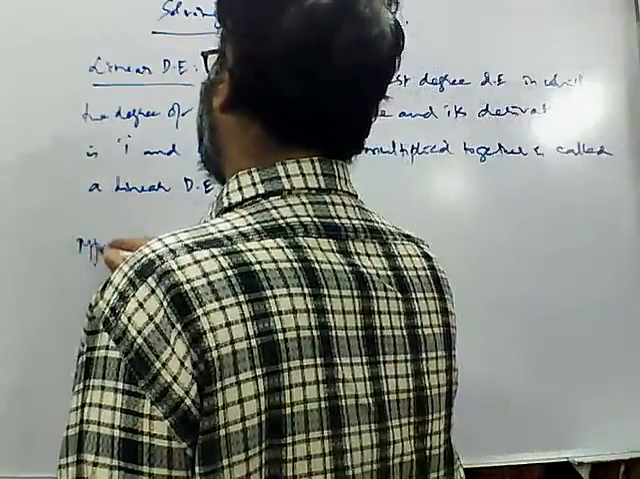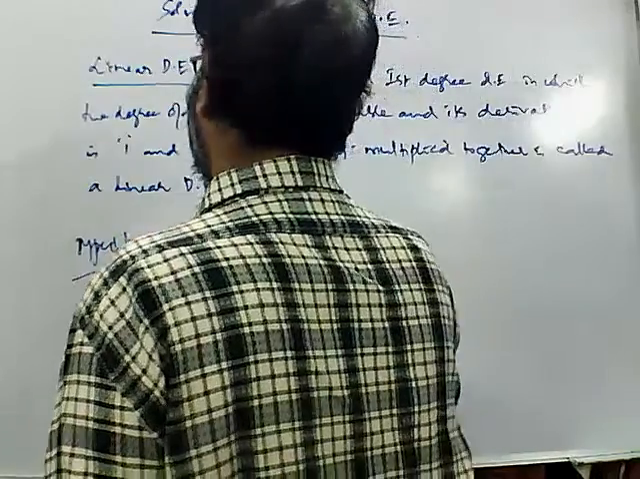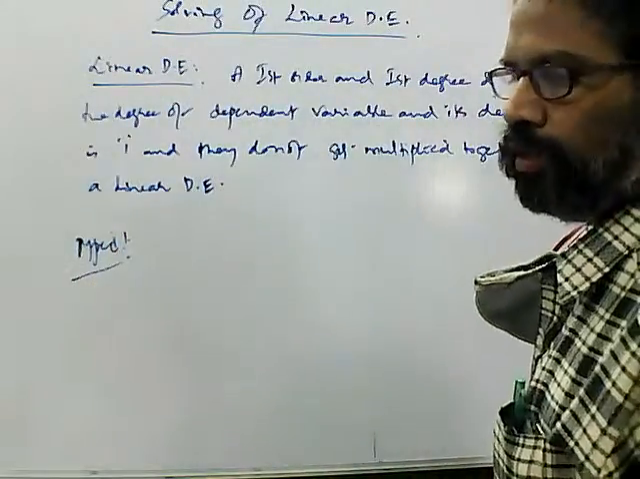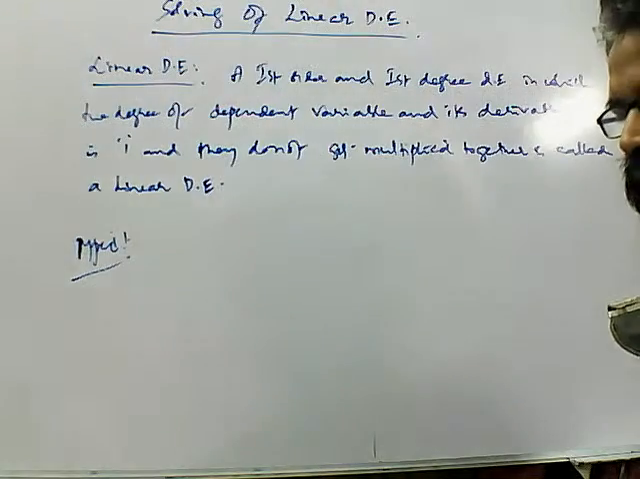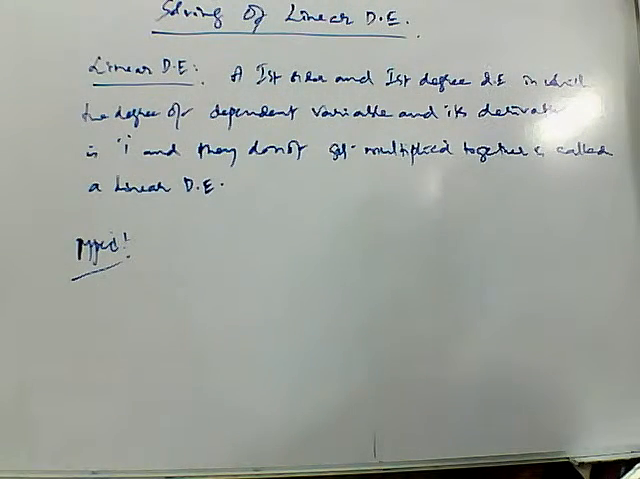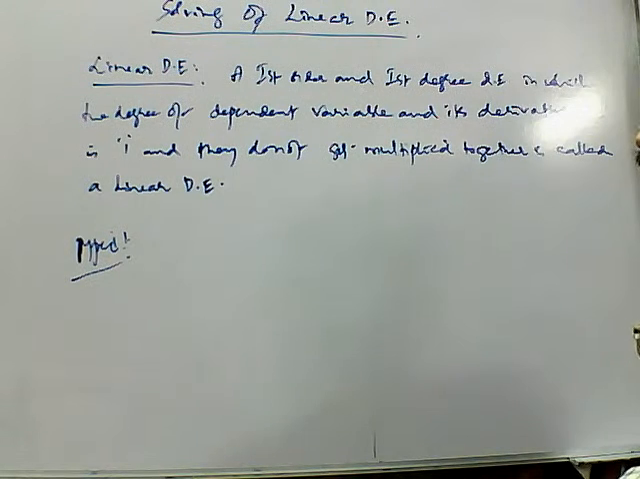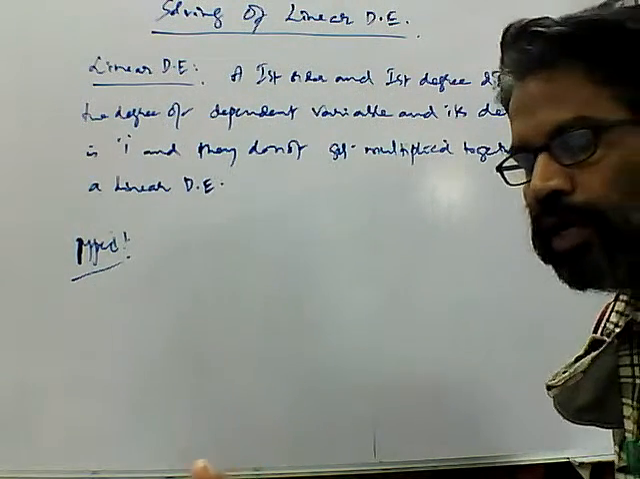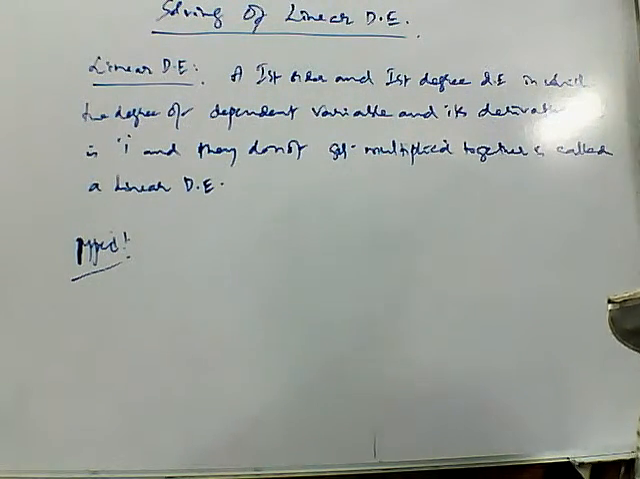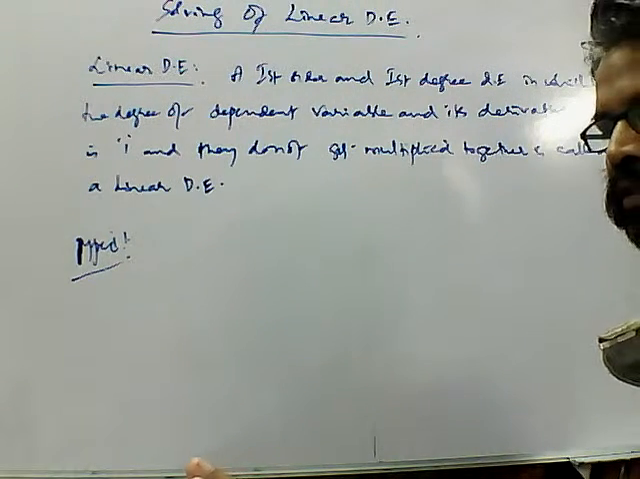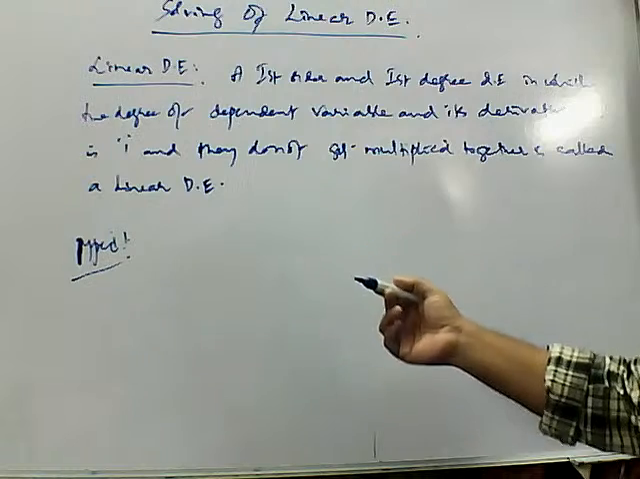Now see here, there are two types of differential equations. A first order, first degree differential equation: dy by dx should have only power 1, and only dy by dx will come. The degree of the dependent variable, one dependent variable y, independent variable x, the degree of the dependent variable and its derivative, dy by dx and y both, are 1 and they do not get multiplied. So y into dy by dx will not come. This is called a linear differential equation. Now we discuss this part in detail.